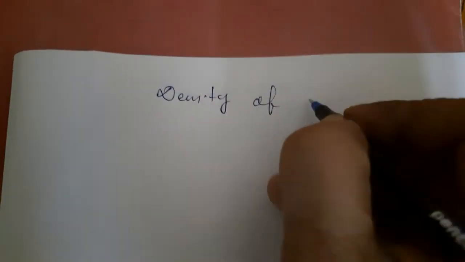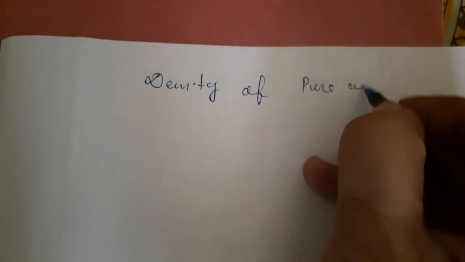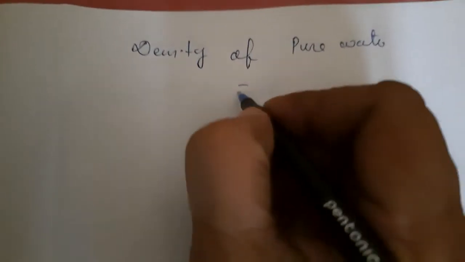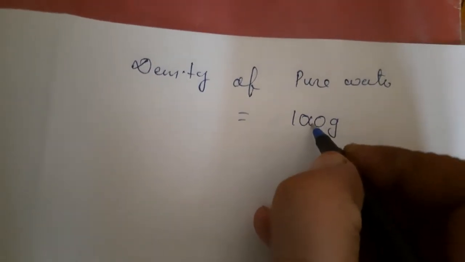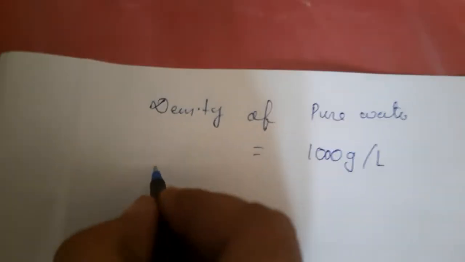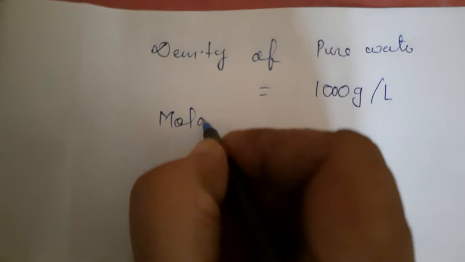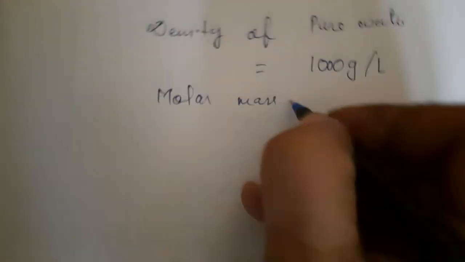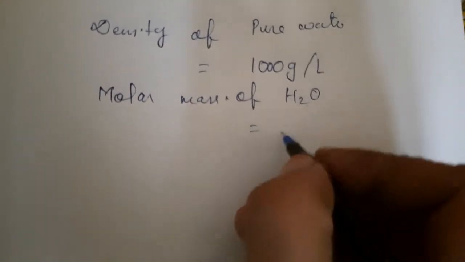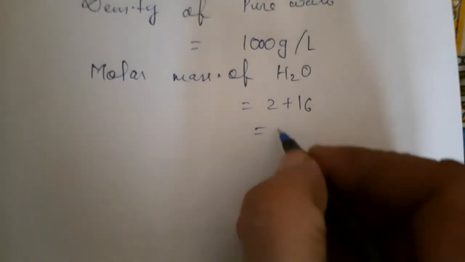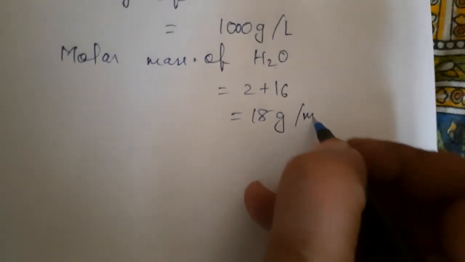And the density of pure water is equal to, this you should know, 1000 grams per liter. Okay. And what is the molar mass of water? Everyone knows, 18. Molar mass of H2O is equal to 2 into 1 plus 16 is equal to 18 gram per mole. This we know.